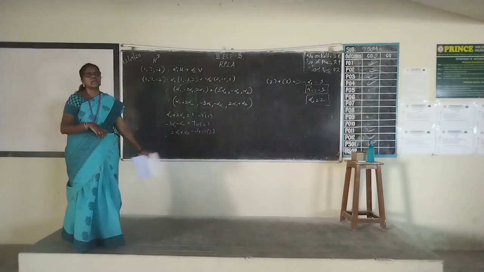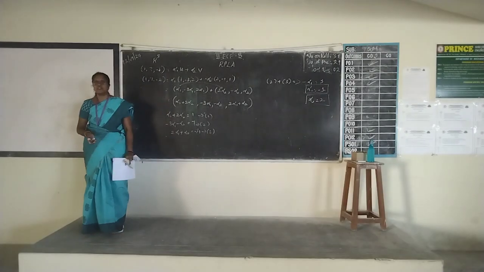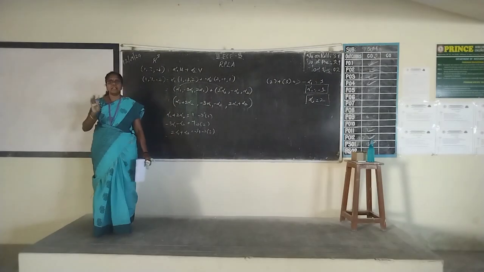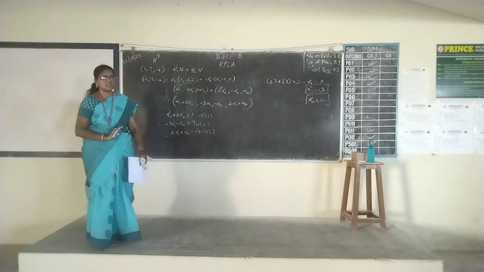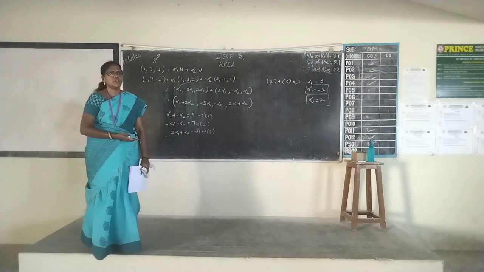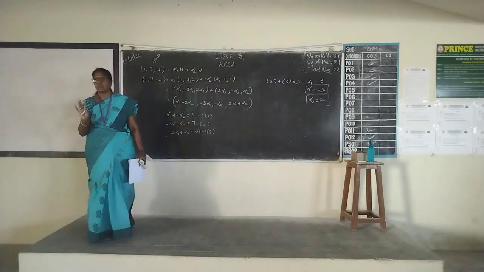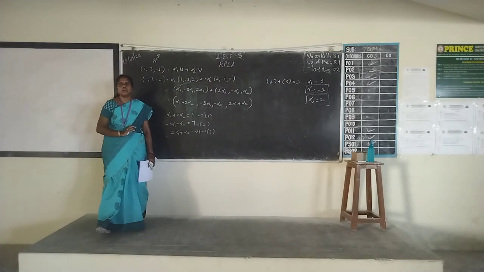A situation may come where we cannot find the constants. If that happens, what conclusion do you have to write? It is not a linear combination of the given vectors. Understood? Easy or not? You just have to assume it correctly. That's all.